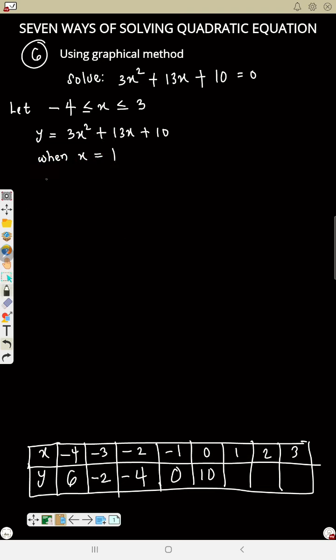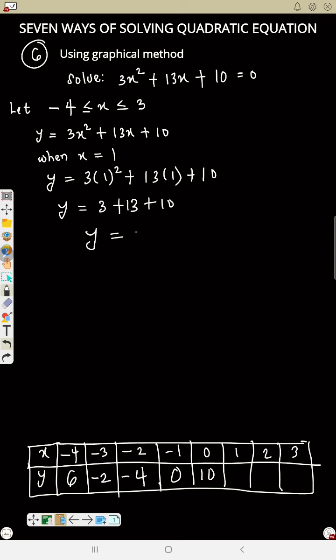Now, when s equals 1, y equals 3(1)² + 13(1) + 10. Y equals 3 plus 13 plus 10. Y equals 13 plus 13, that is 26.